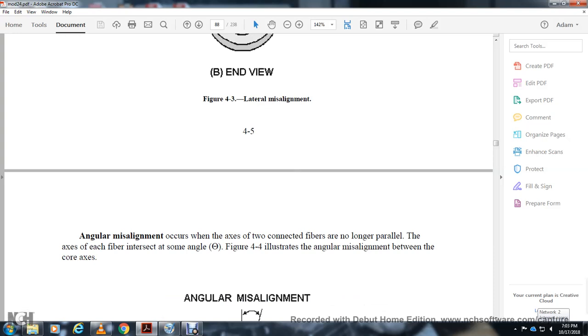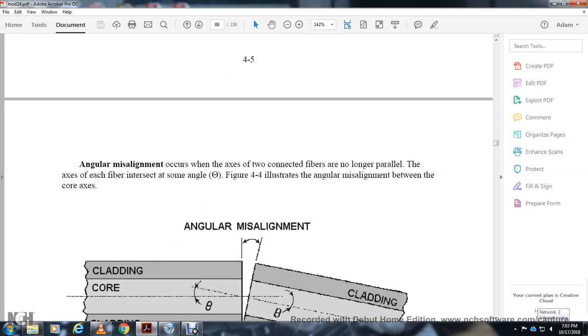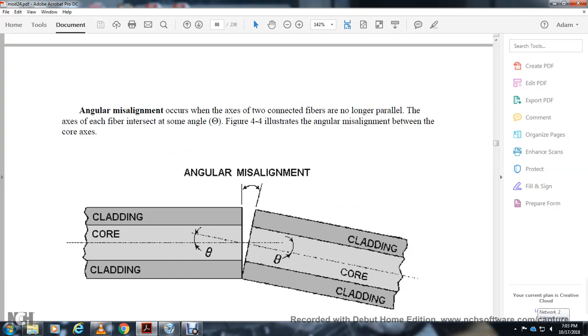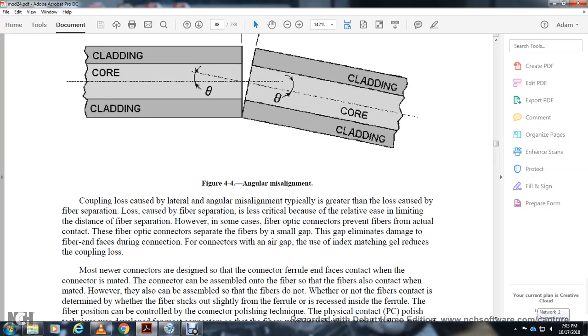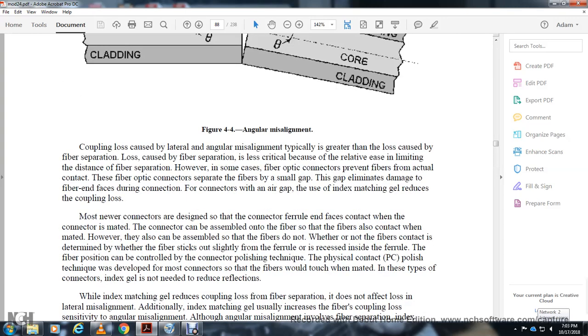Angular misalignment occurs when the axes of the two connected fibers are no longer parallel, but the axis of each fiber intersects at some angle. Figure 4-4 illustrates angular misalignment of the core axes, core, and cladding. Coupling loss is caused by lateral and angular misalignment.